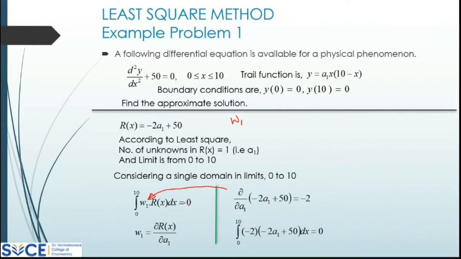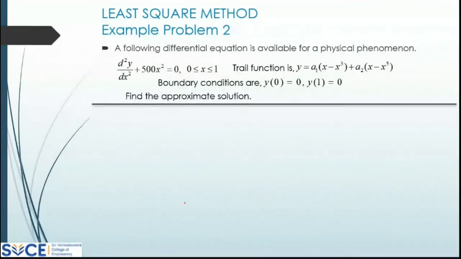So when I do this, what we'll get? We'll get again a1 is equal to 25. No change, because when I use only one trial function, there won't be much change. So that is my answer. So this is the least square method. Right. So let me go for the next one.